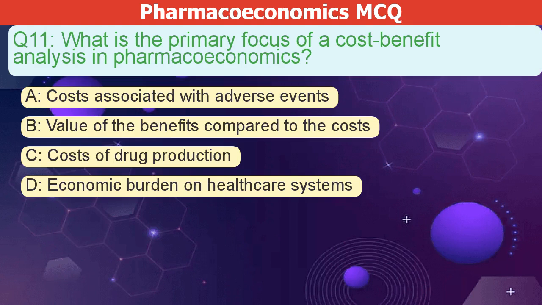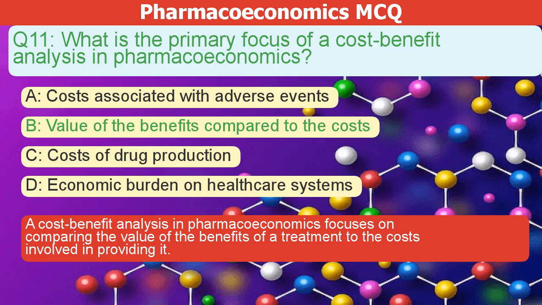What is the primary focus of a cost-benefit analysis in pharmacoeconomics? A. Costs associated with adverse events. B. Value of the benefits compared to the costs. C. Costs of drug production. D. Economic burden on healthcare systems. The correct answer is B. A cost-benefit analysis in pharmacoeconomics focuses on comparing the value of a treatment's benefits to its costs.